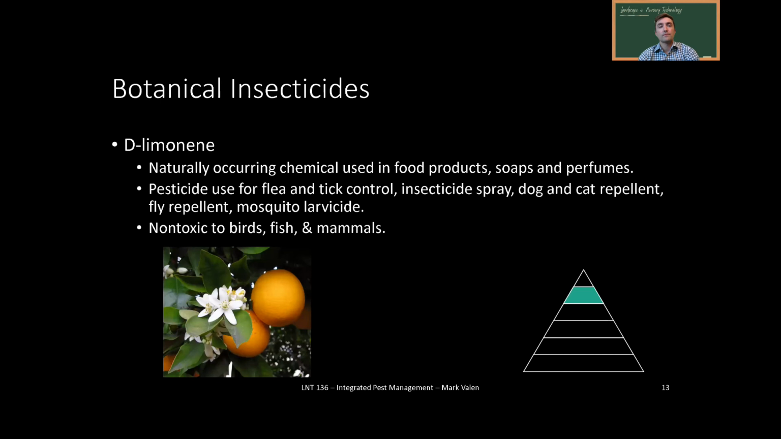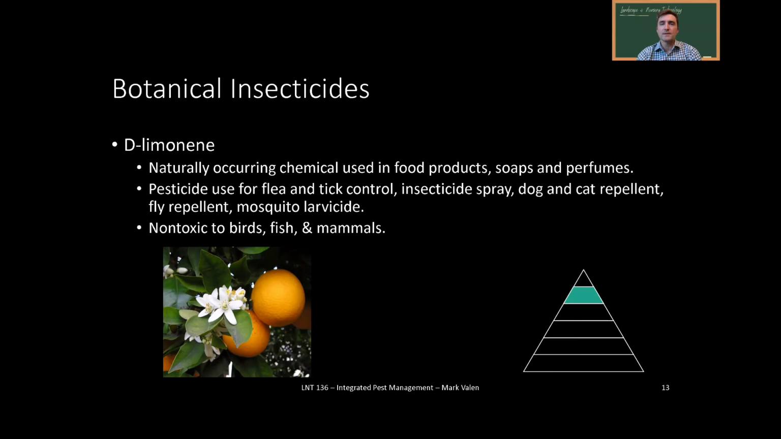There are botanical insecticides. These are chemicals that are derived from plants. And plants have a natural ability to fight off pests. And so people have kind of harnessed those compounds and concentrated them and then turned them into their own forms of insecticide. One of those is D-limonene. This is the naturally occurring chemical that is found in citrus. And it's used in all kinds of food products, soaps, and perfumes. It's used as a pesticide for fleas and ticks, insecticide sprays, dog and cat repellent, fly repellent, mosquito larvicide. And it's good because it's non-toxic to birds, fish, and mammals. And just like all the others, I encourage you to exercise caution and only use these as a last resort, even if they're safe to you individually.